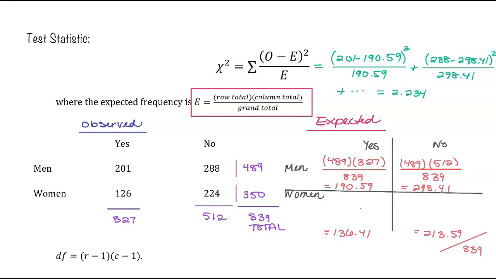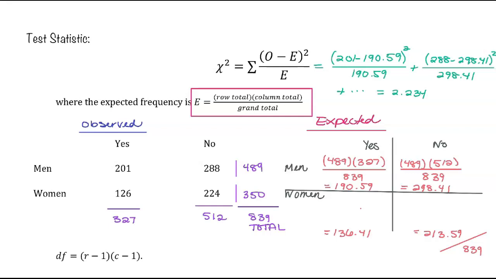The last detail that we need in order to run this hypothesis test is degrees of freedom. It's equal to the product of 1 less than the number of rows times 1 less than the number of columns. So in this example with 2 rows and 2 columns, the degrees of freedom is equal to 1 times 1, or 1.